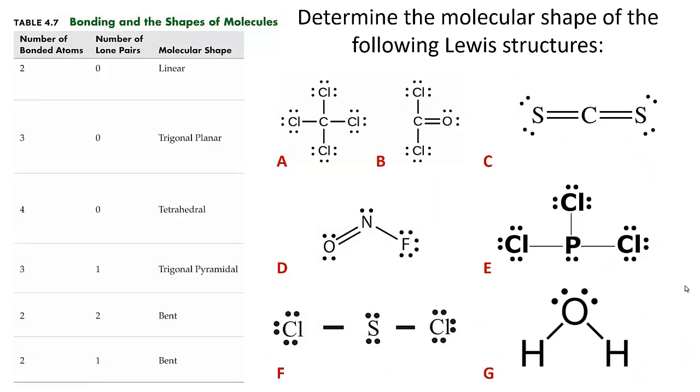Alright, so let's practice. I want you to pause the video. I want you to write down A through G, and I want you to try to determine the molecular shape of each of the following Lewis structures.